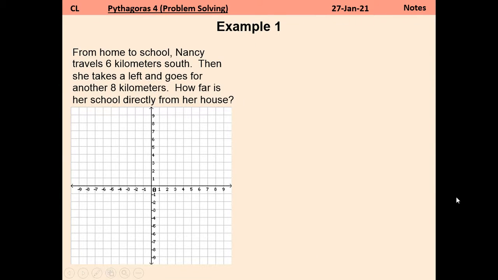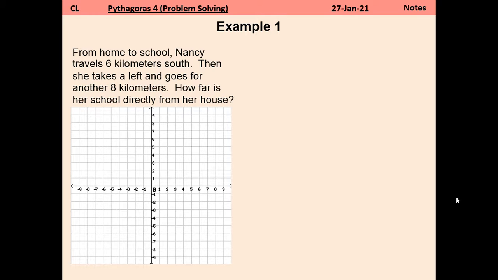Hi guys, the topic for this video is Pythagoras part 4, problem solving. So you must so far know how to work out Pythagoras, how to use the rule to work out the longest side, and how to use the Pythagoras rule to work out the shorter sides, and also how to use Pythagoras to prove whether a triangle is actually a right angle triangle.